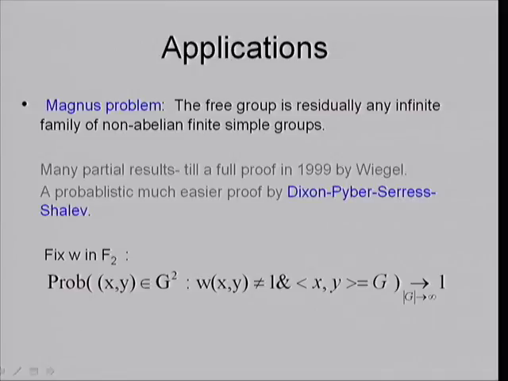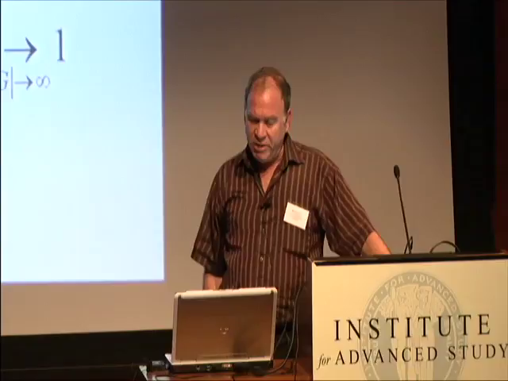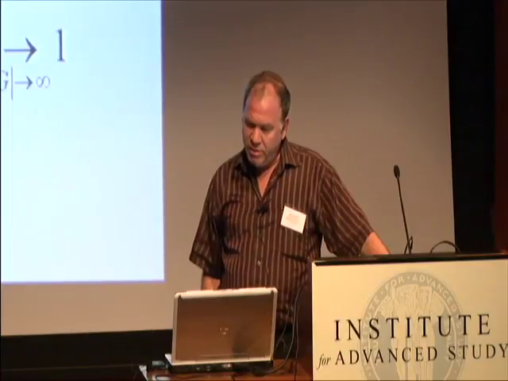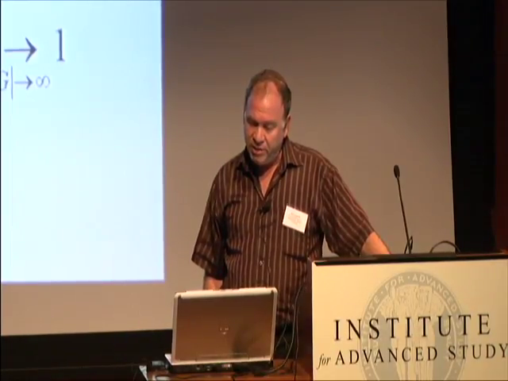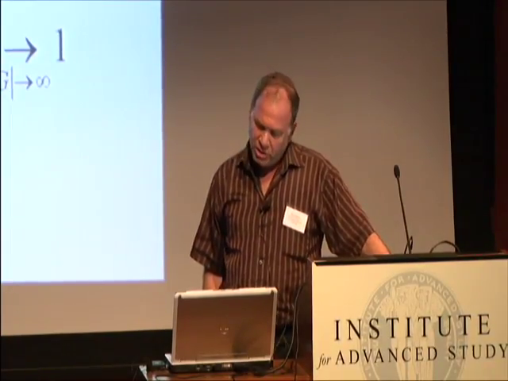Give me any infinite family of finite simple groups. Give me a non-trivial word in the free group. I can find an epimorphism from the free group onto one of these groups, such that the image of that element is non-trivial. So actually, there have been a lot of partial results on this conjecture. Somehow, group theorists loved it for many years. Eventually, Weigel solved it completely in 1999 in three papers, which apply quite sophisticated machinery.